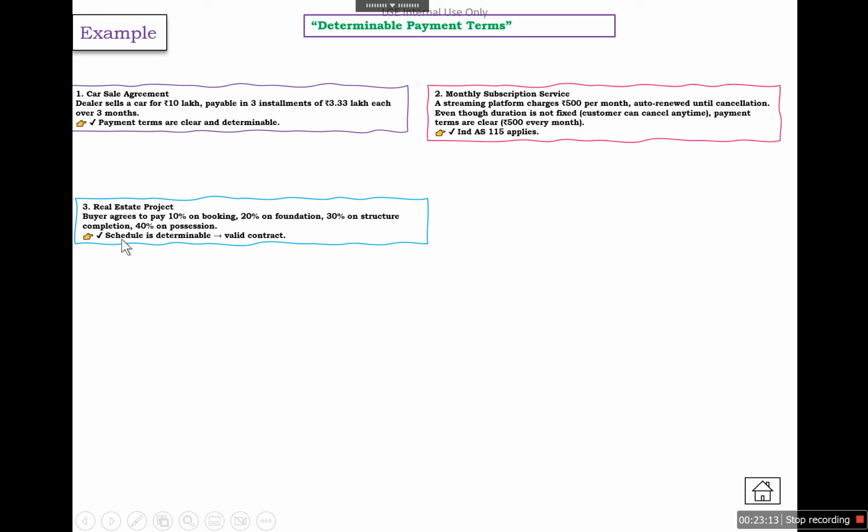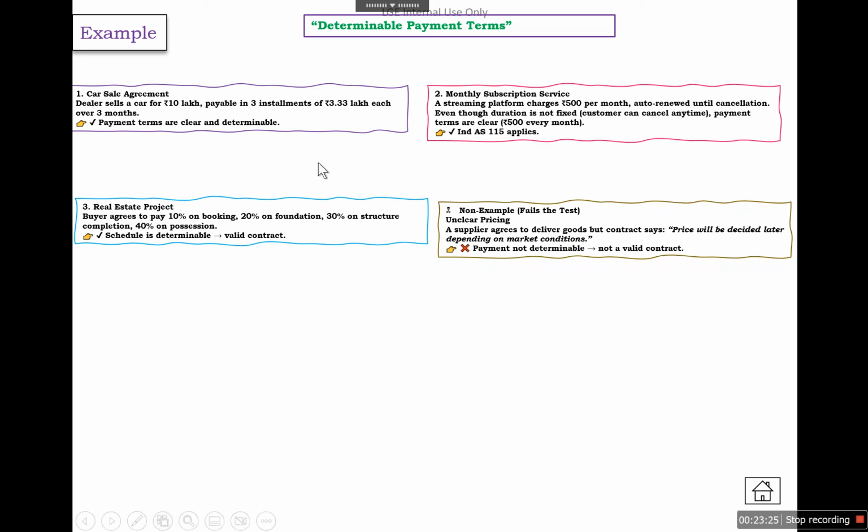In case of a real estate project, the buyer agrees to pay 10% on booking, 20% when the foundation is completed, 30% when the structure is completed, and 40% at the time of possession. So the schedule is determined, and it will be called a valid contract. Let's take one example where it fails the test, where the price is unclear. A supplier agrees to deliver goods, but the contract says that the price will be decided later depending upon market conditions. So here the payment is not determinable and it is not a valid contract.